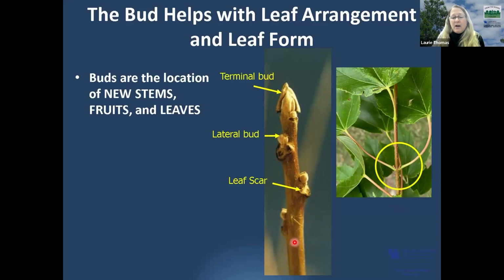But when we just look at our twig here, just to identify a little bit of it, we've got a lateral bud. These are the ones that grow along the sides of the twig. And this is the terminal bud. The terminal bud's the one that's responsible for shoot elongation, what's going to make that branch longer. And then you can even see underneath our lateral bud, this is where last season's leaf was. That's called a leaf scar. That's where it was attached.